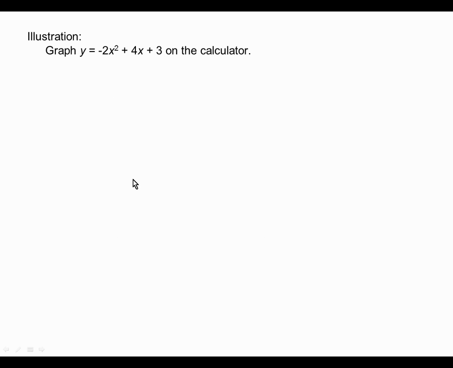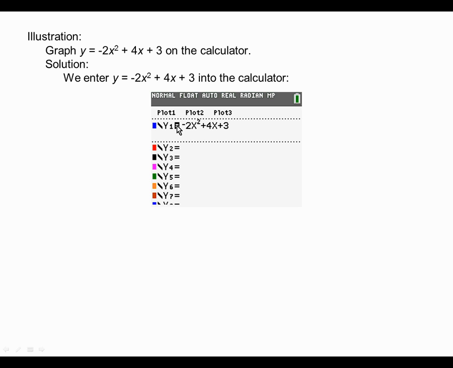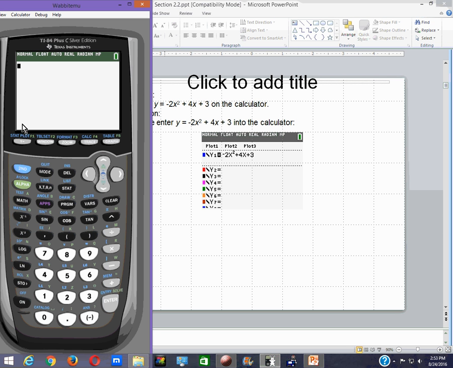So as an illustration, let's graph y equals negative 2x squared plus 4x plus 3 on the calculator. Notice it does say y equals. So our solution: we're going to enter y equals negative 2x squared plus 4x plus 3 into the calculator. I put it into y1. Let's go ahead and play along with the home game here. So let me get out my calculator. Press y equals negative 2x squared, plus 4x plus 3. Now you can either quit the screen and then do graph, or you can just go ahead and press graph. And there it draws it for you.